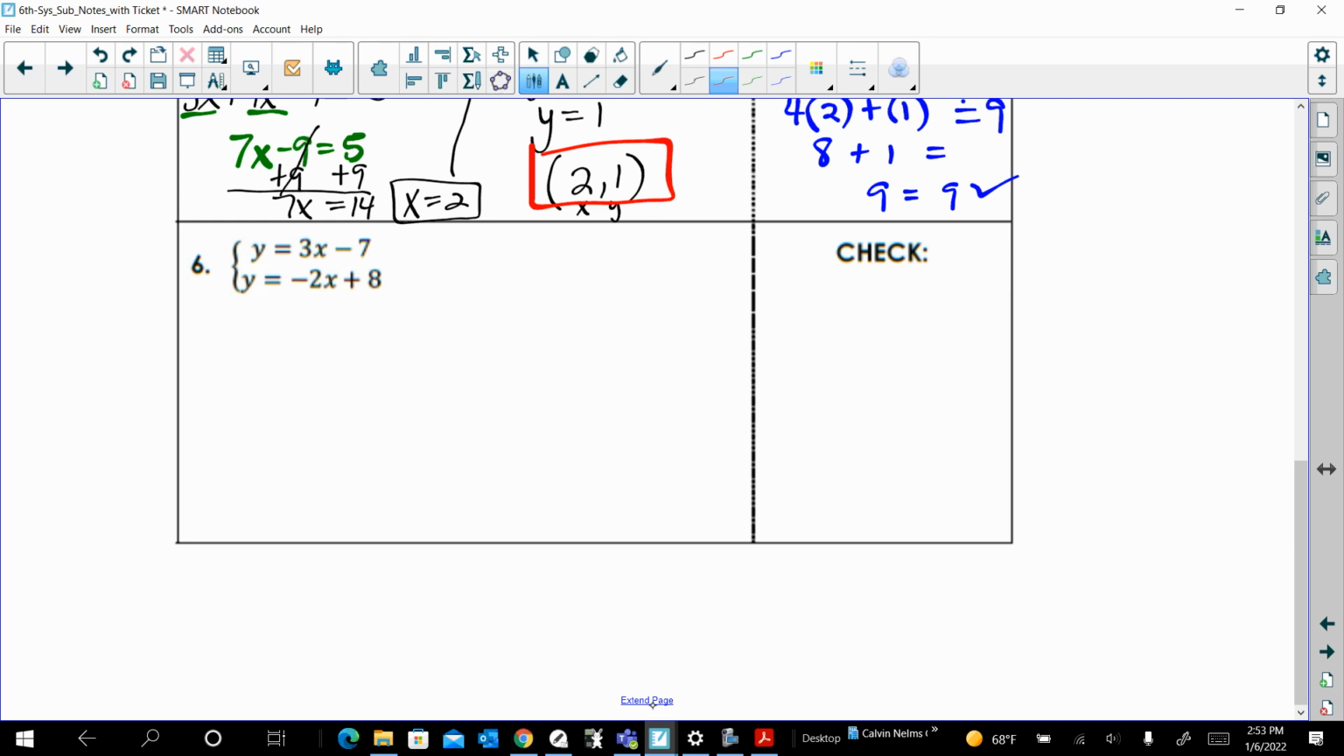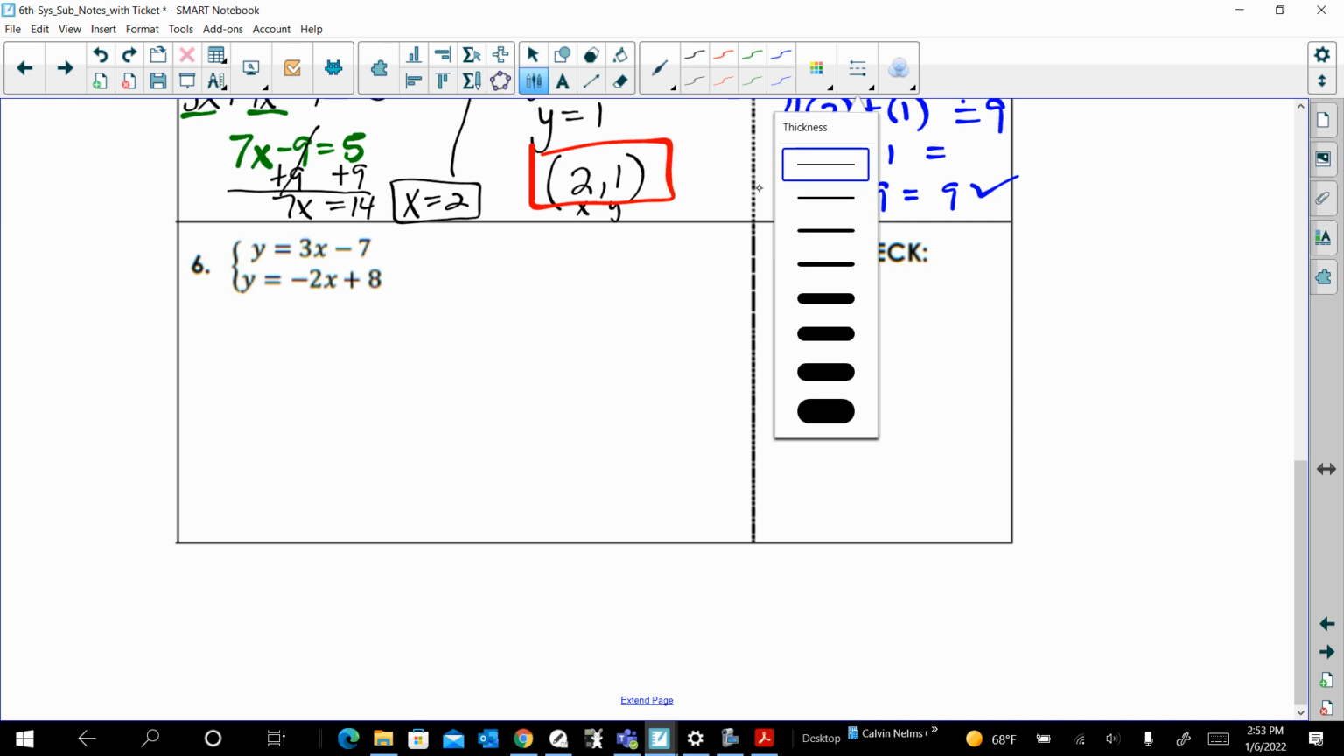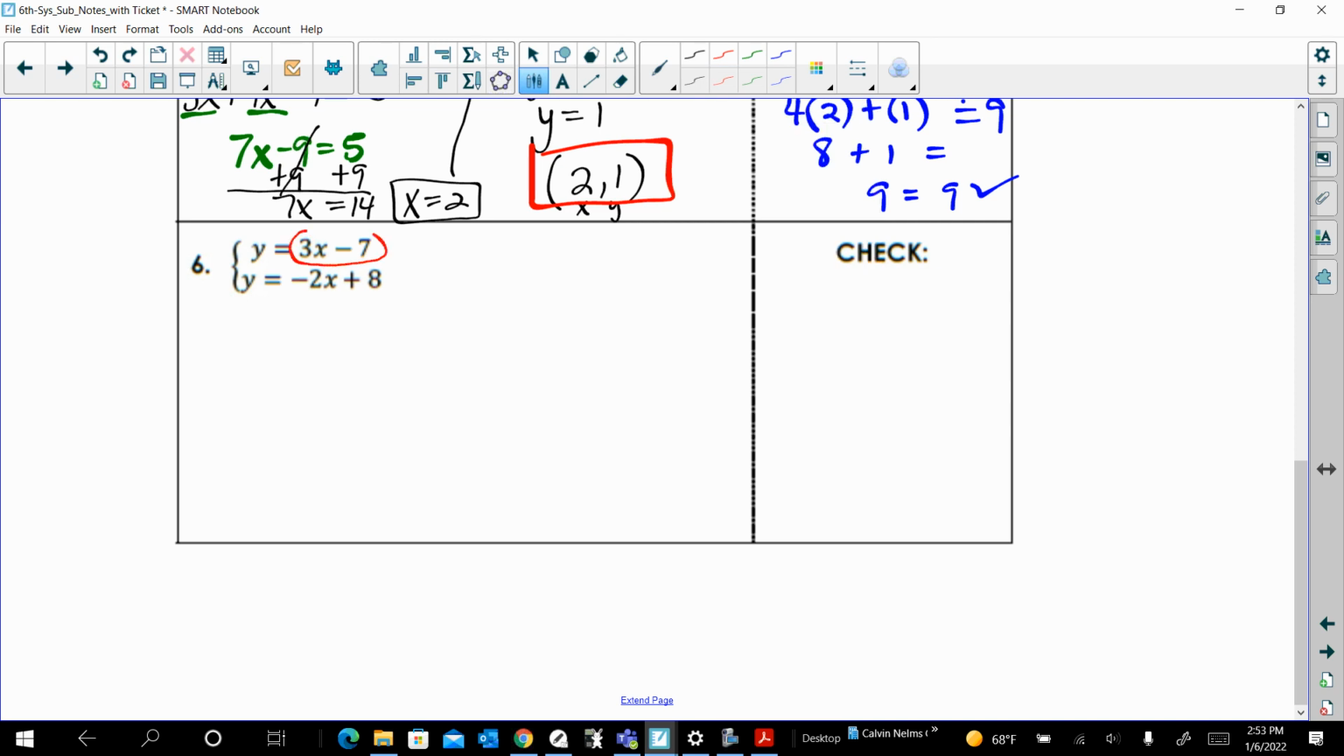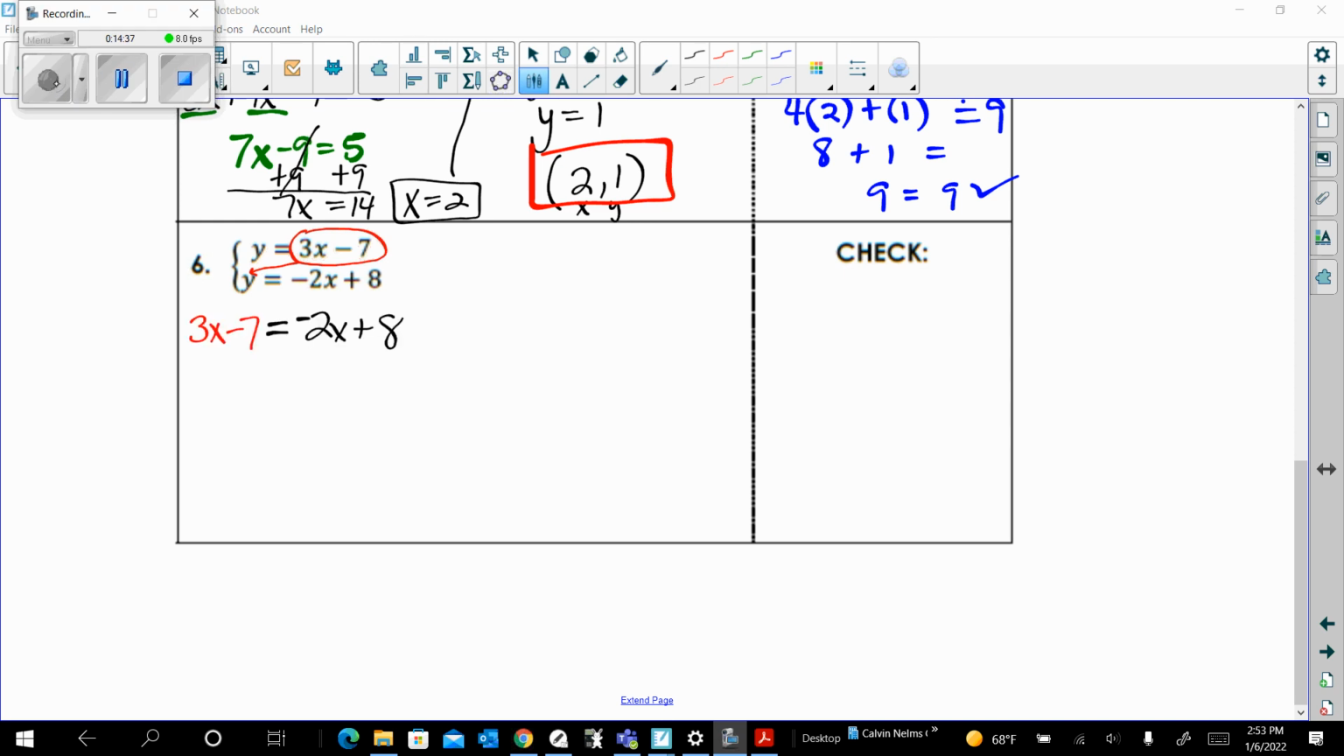Number 6, I think, is a little easier because the variables are already isolated. So you can pick either one, but I'm just going to go with the first equation and plug the expression 3x minus 7 in for y in the second equation. So that's our setup. Hopefully you've written 3x minus 7 equals a negative 2x plus 8. So see if you can get to the value of x.